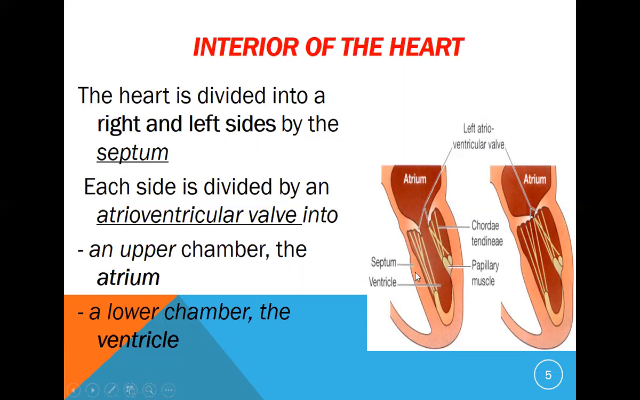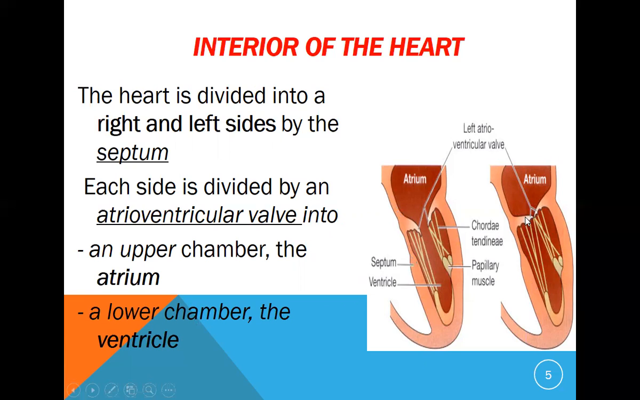So this middle part is called the septum. This part is called the right heart. This is the left heart. So the heart is divided into right and left side by the septum. This is the septum in the center. Each side is divided by an atrioventricular valve into an upper chamber, the atrium, and the lower chamber, the ventricle.